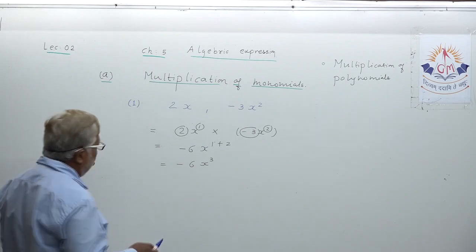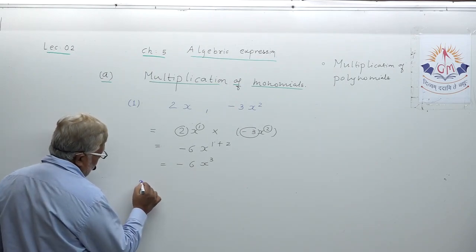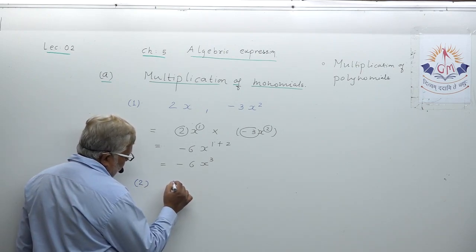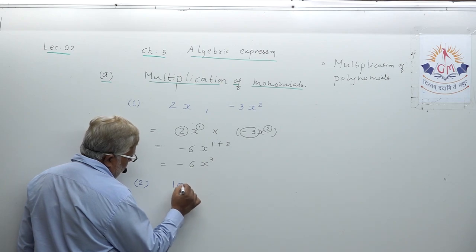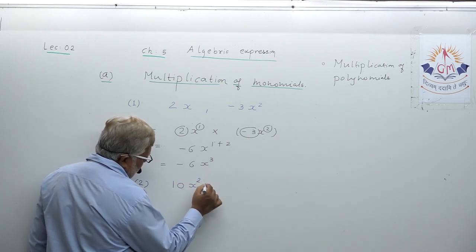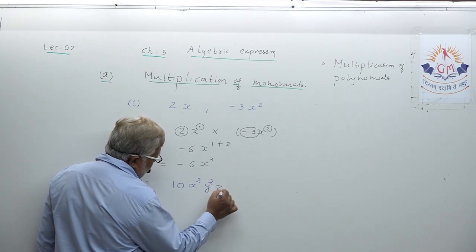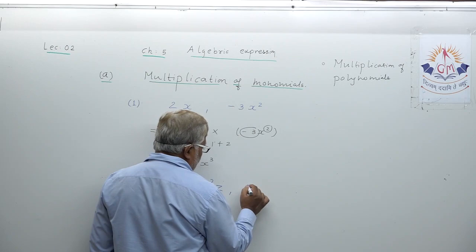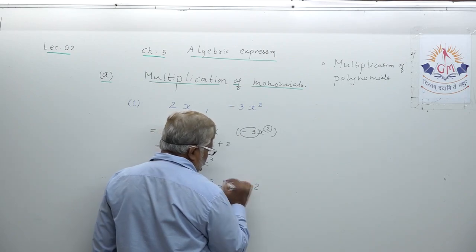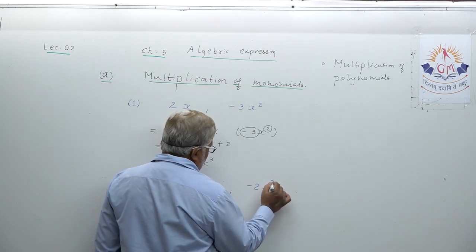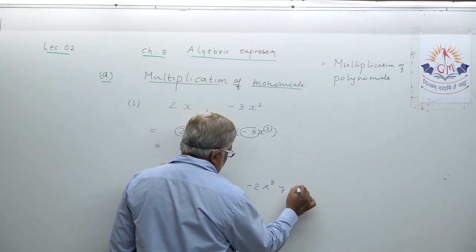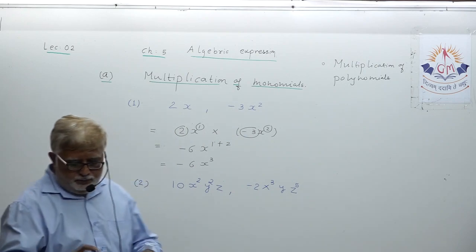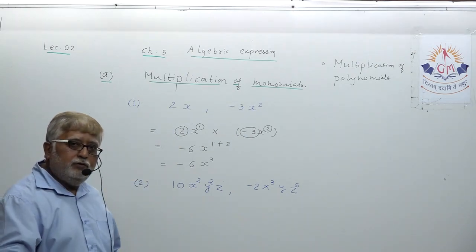Okay, dear student. Suppose, let me write here. Suppose 10x square y square z is to be multiplied with minus 2x cube y z raised to 5. Suppose I am asked in the exam to multiply these two terms.